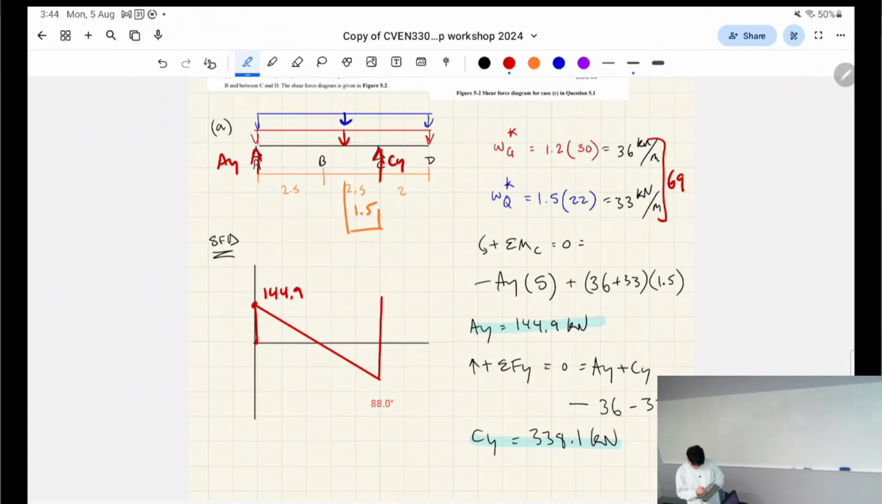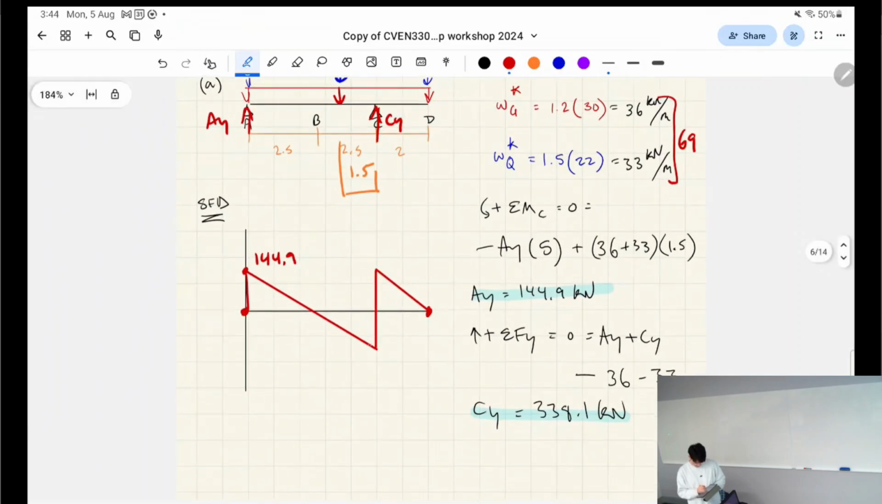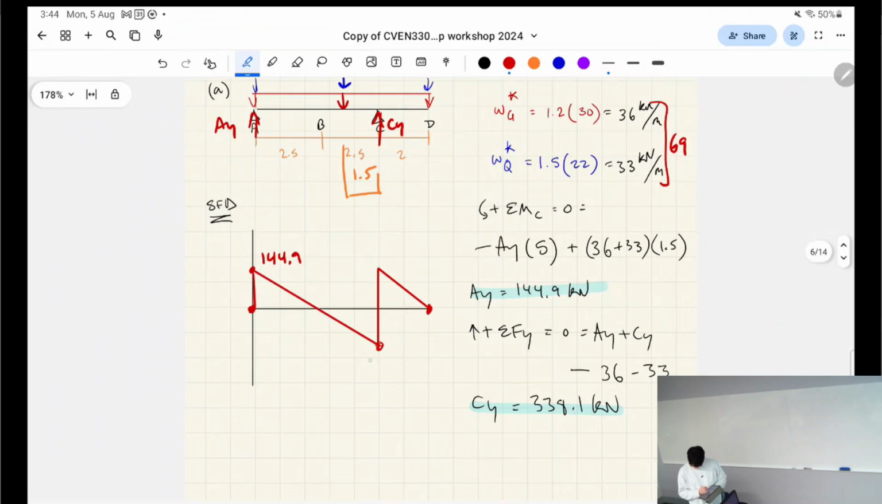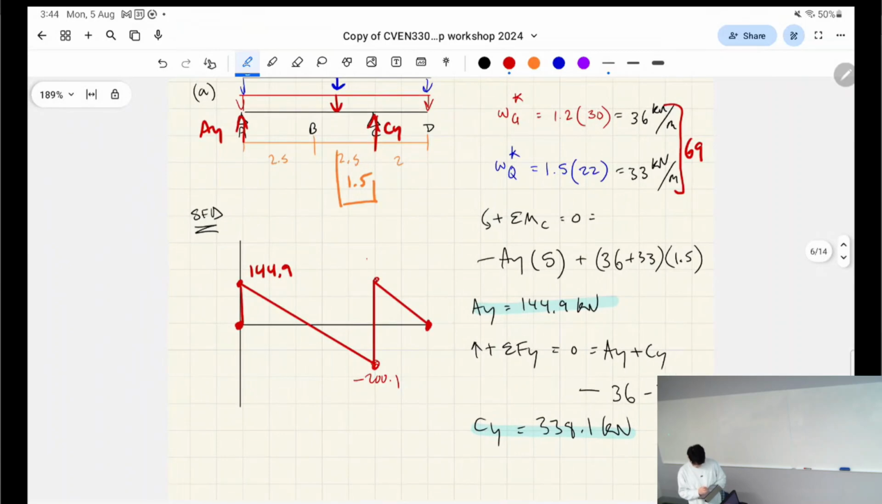And then it's going to shoot up by CY, and CY is bigger, right? And then we know that for a shear force diagram, the shear forces will start and end at 0, right? So this will be the rough shape that we're going to use. And here is going to be negative 200.1, and here is going to be 138, right? So that's at position C. Oh, I guess both of these are at position C, right? This is position B, and this is position A. This is position D, right?